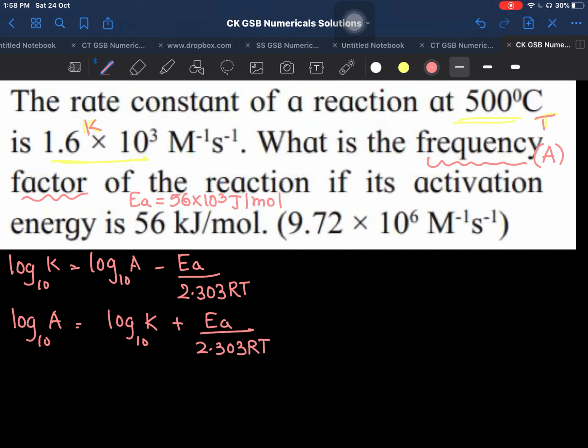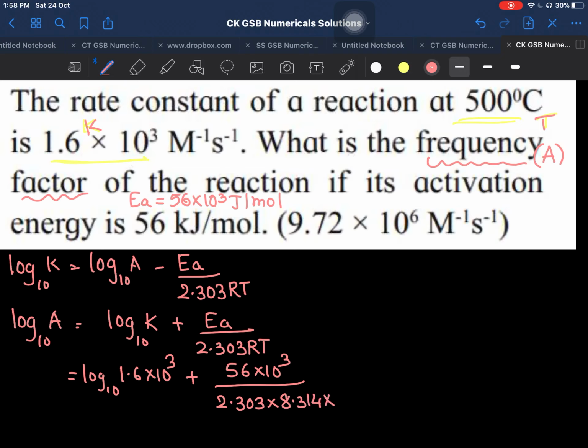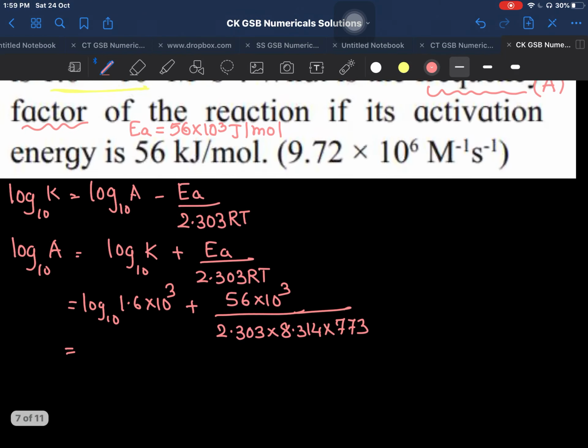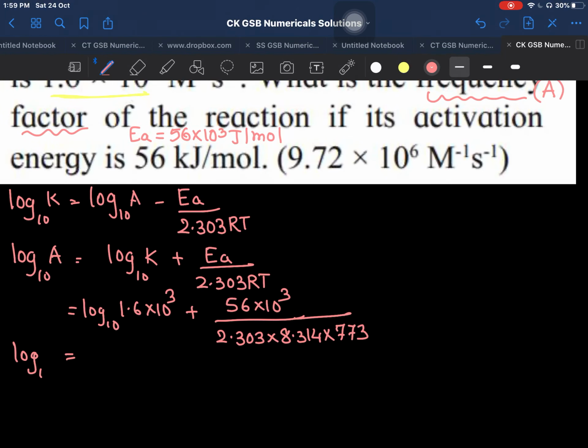Okay. Substitute the value. So log to the base 10 A. What is K value given? 1.6 into 10 raised to 3 plus activation energy is 56 into 10 raised to 3 divided by 2.303 into 8.314, and temperature is, see in Kelvin this will be 773. 500 degrees Celsius will be 773 Kelvin.